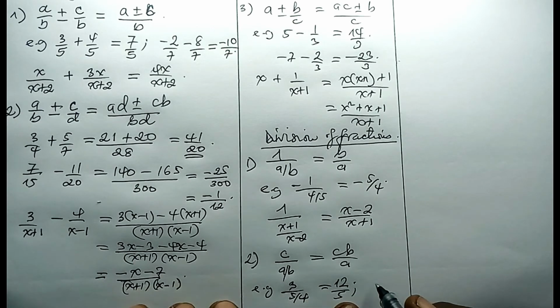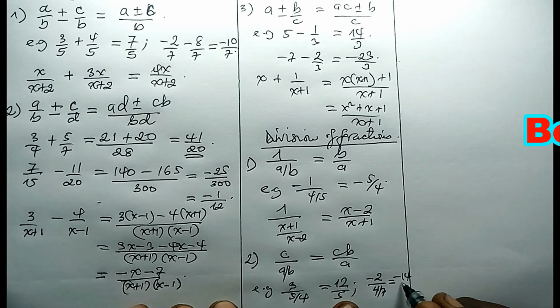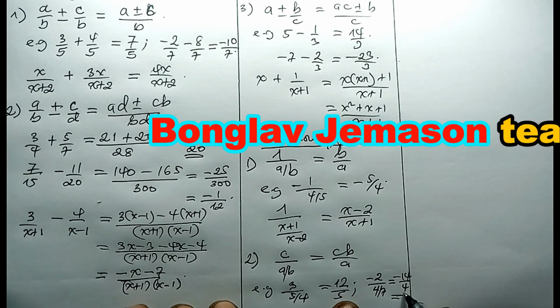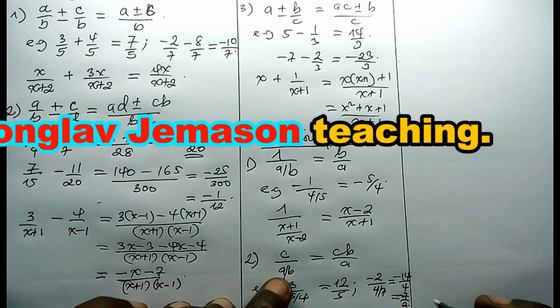Another example could be negative 2 all over 4/7. It gives negative 14 all over 4, which could now be negative 7 all over 2.